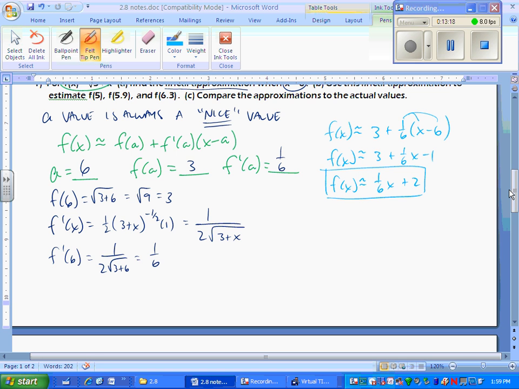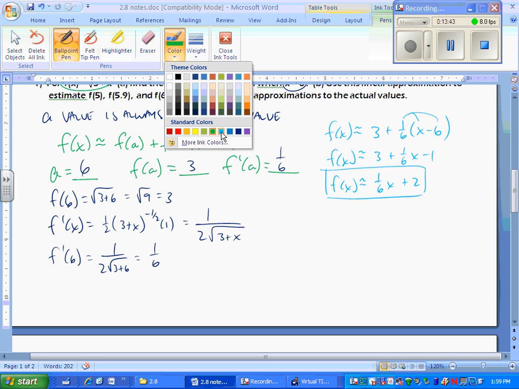Could have done it kind of the same way we did before. What we did just looks a little different. Found out A, the x value, plugged it in, found out what the y value was, found the derivative and plugged in 1/6, plugged in 6 and got 1/6 for our derivative. So that's our slope. So there's our linear approximation.